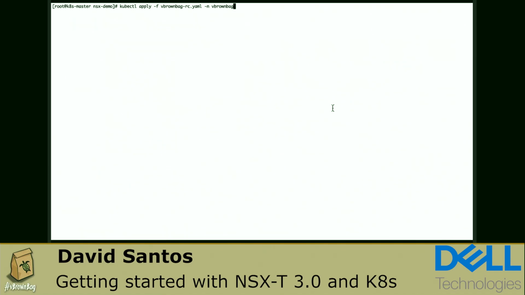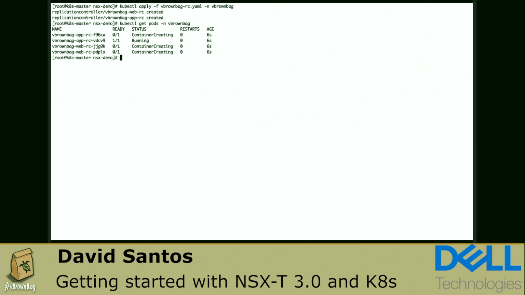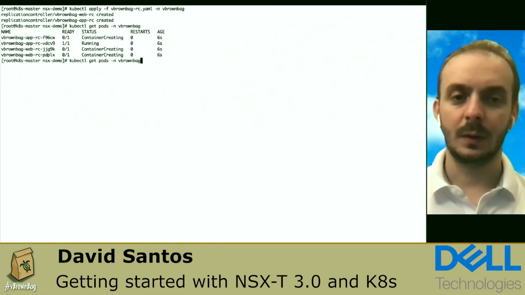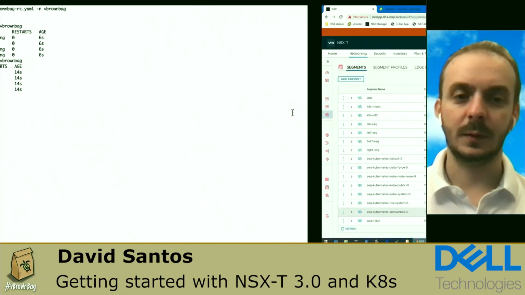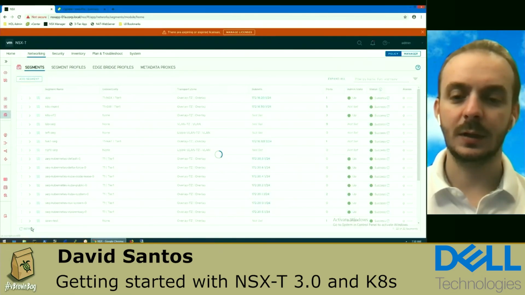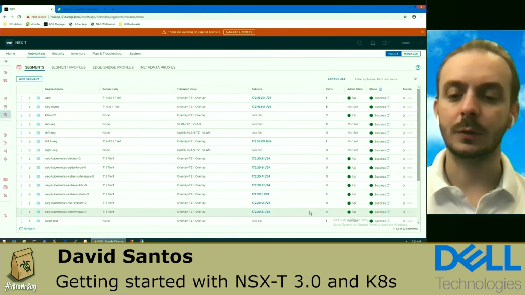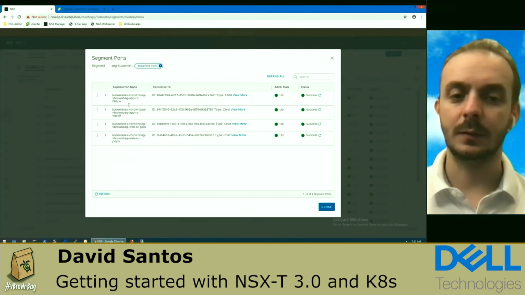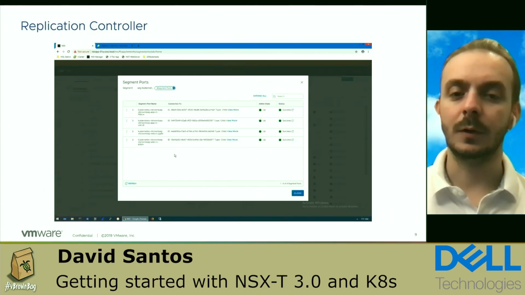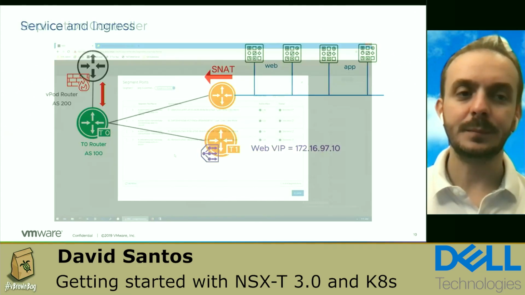We're going to apply the configuration, and we're going to check here the container creation. After a few seconds, everything is created, and you can check here that they are also connected to my segment. We can check here all the four pods connected to that network, and everything looks fine till now.